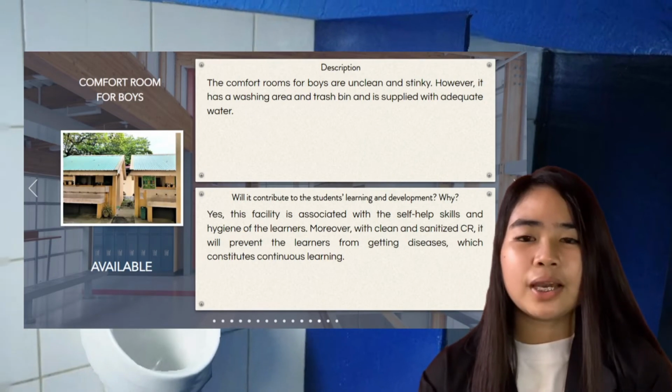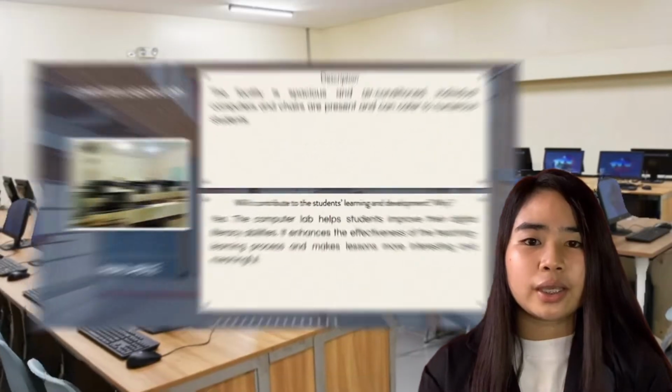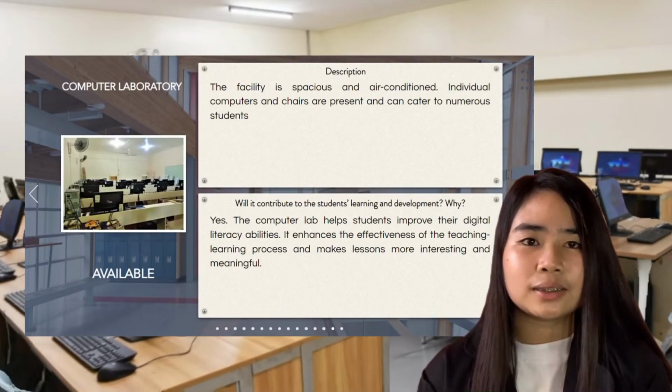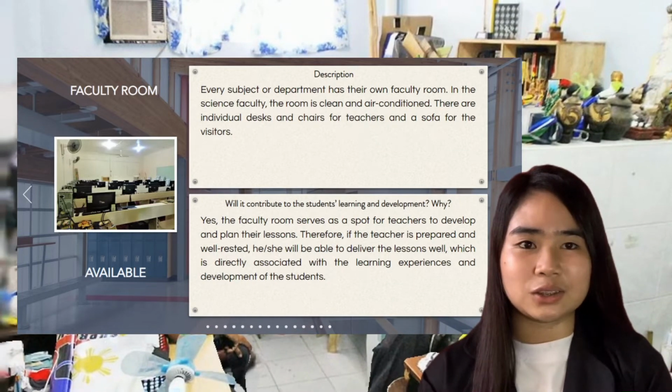The comfort room for boys is associated with self-help skills. Having a clean and sanitized CR will prevent the learners from getting diseases. The computer laboratory helps students improve their digital literacy abilities. And the faculty room serves as a spot for teachers to develop and plan their lessons.